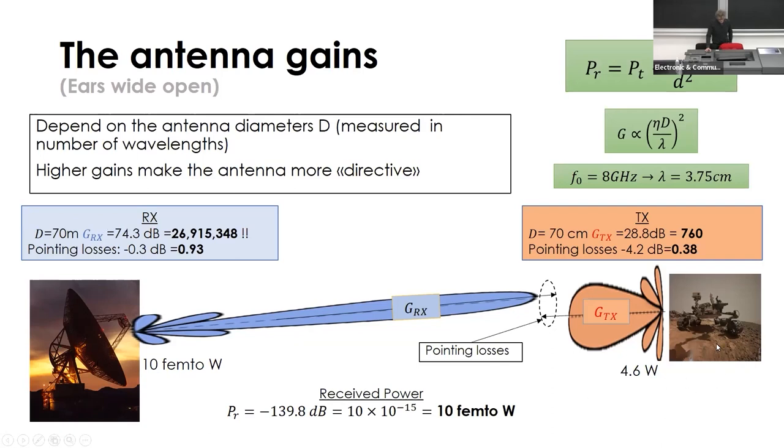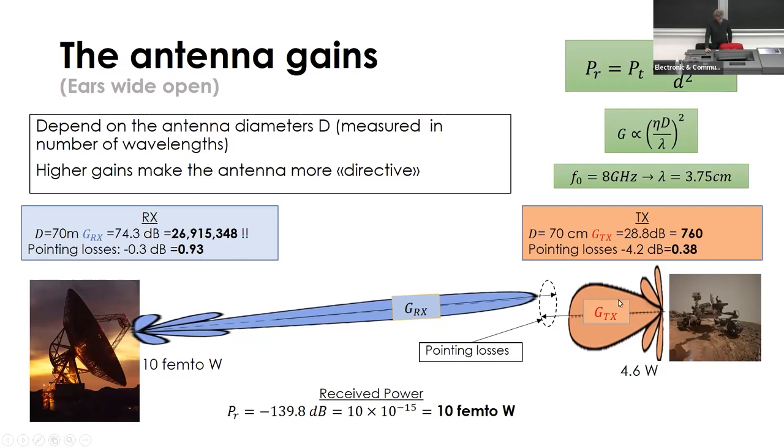You see here the images of the two antennas. So the gain for the antenna at the receiver is like 73 dB, which corresponds to a 26 million times amplification of the signal, while the gain at the transmitter is only 760. So pretty small. You need to take the product of the two. And then you also have to take care of pointing losses, especially highly directive antennas have a big loss if you make the wrong positioning. So you need to have a very stable mechanism for pointing your antenna, especially the highly directive antenna.